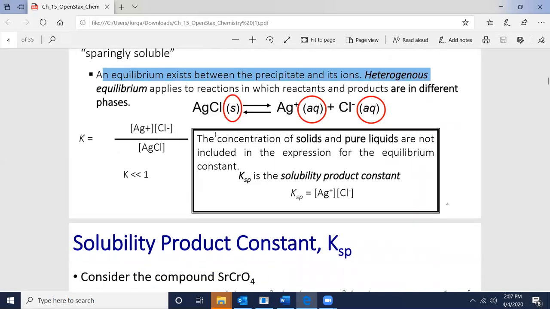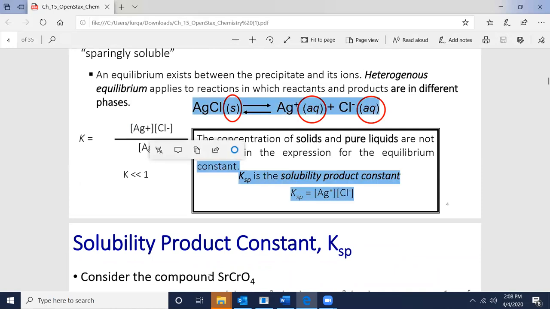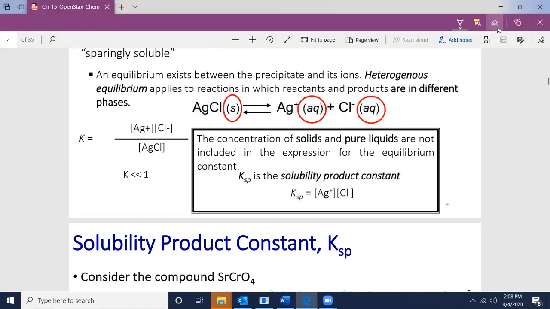So we are never going to include solids in the K equation. The concentration of solids and pure liquids is not included in the expression for the equilibrium constant. So Ksp is the solubility product constant. When we talk about the solubility product constant, we are talking about an equilibrium constant, but a different type of equilibrium constant. What is solubility product? Solubility product is just the dissociation of the solid into its ions or coming back.